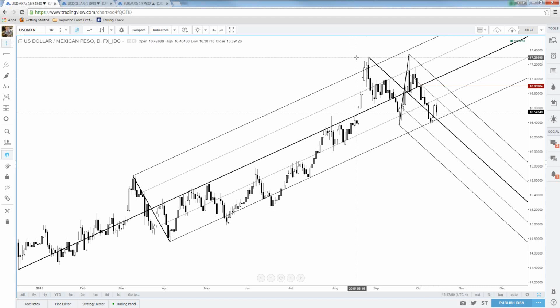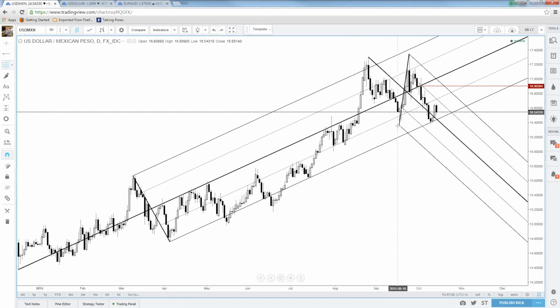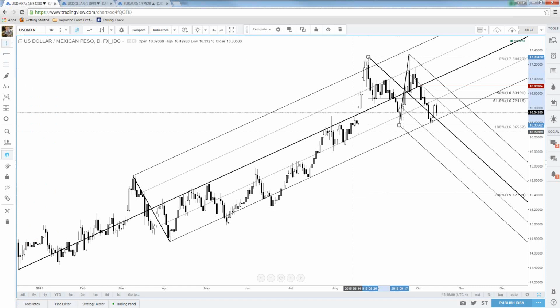You have a possible double top here. But remember, double tops aren't double tops until they break the low. So at this point, you haven't broken the low yet. And if it did break the low, you'd have a target of 1543 or so.